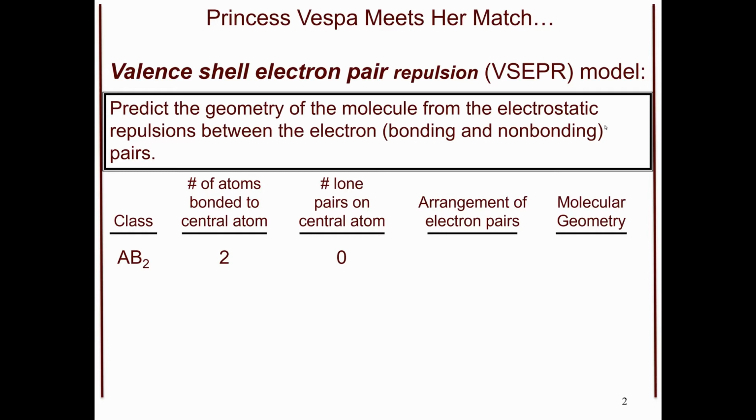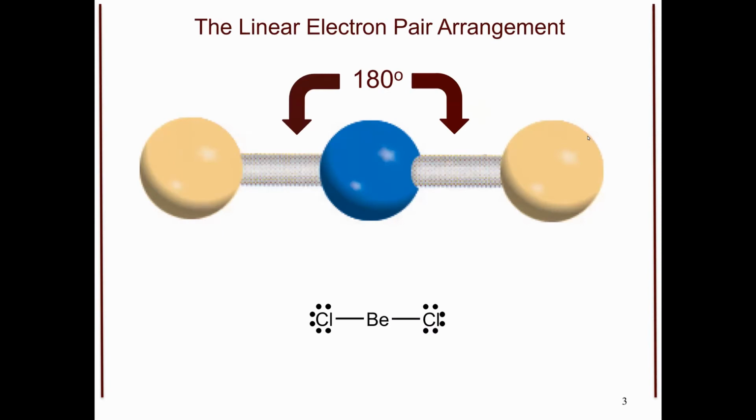So the farthest that we can get 2 bonding pairs of electrons away from each other is 180 degrees. This is going to give us the linear electron pair arrangement. Notice that the 2 bonding pairs are as far away from each other as they physically can. This is going to give us the linear molecular geometry. So when we have 2 attachments and no lone pairs, we are now going to see the linear electron pair arrangement and linear molecular geometry.